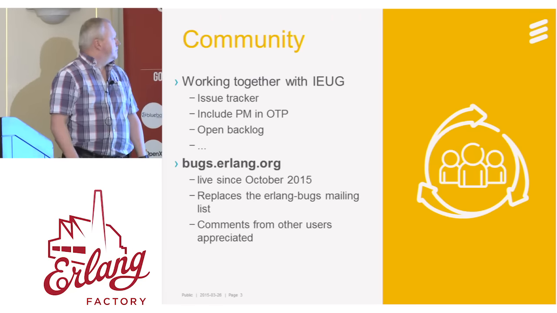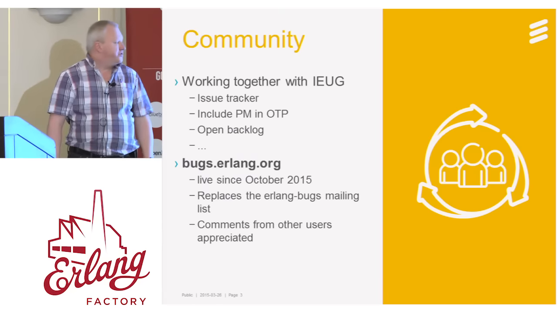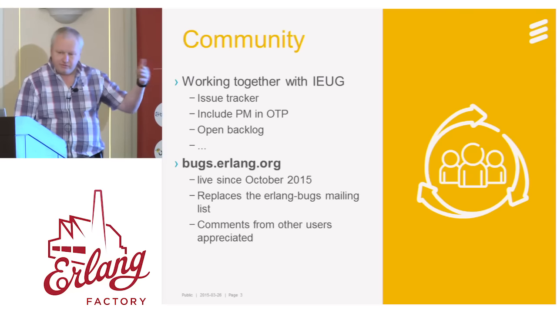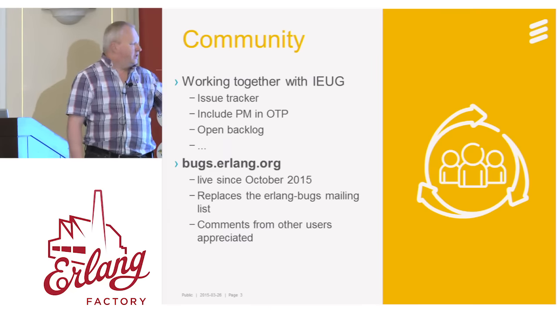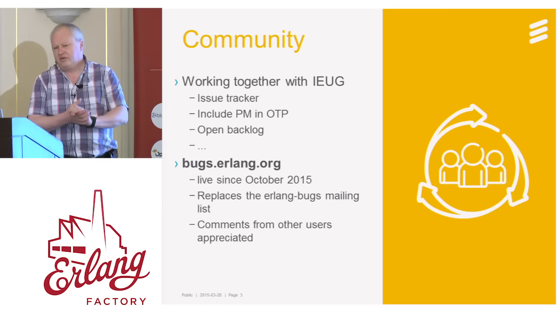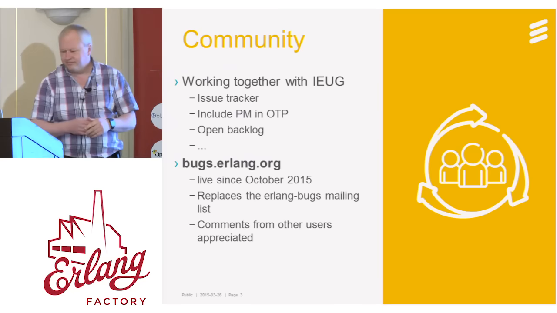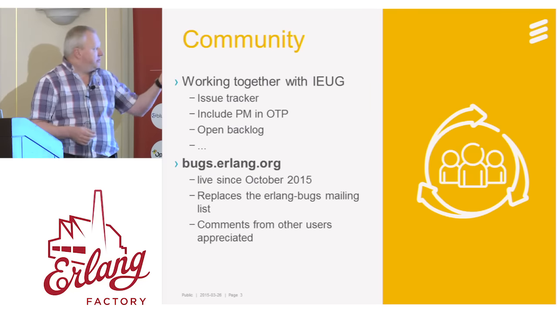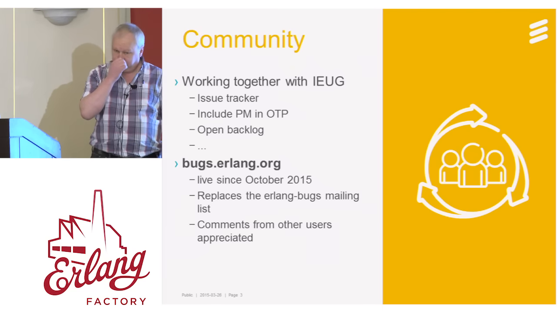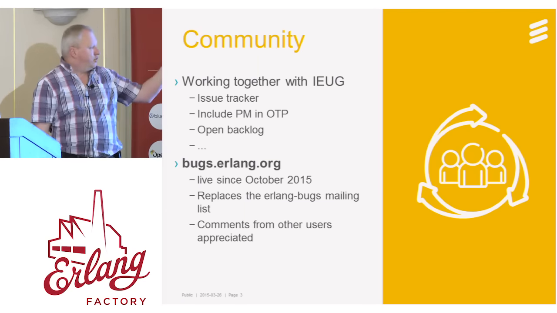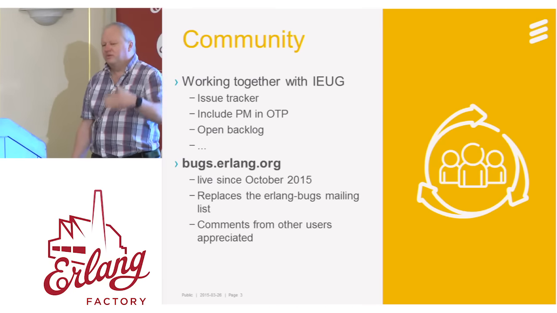So we can start with the community then. We are working together with the Industrial Erlang User Group to try to improve the community interworking. One thing is the issue tracker, and now it's in place. I will talk more about it later. And we try to include a package manager in OTP. It's one thing, and an open backlog, and that is not in place yet, but we hope it will happen this year.